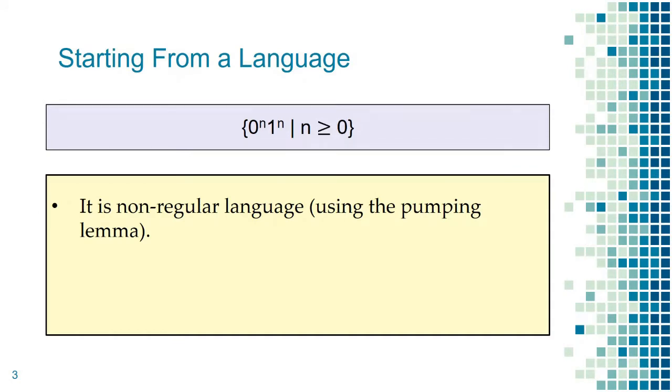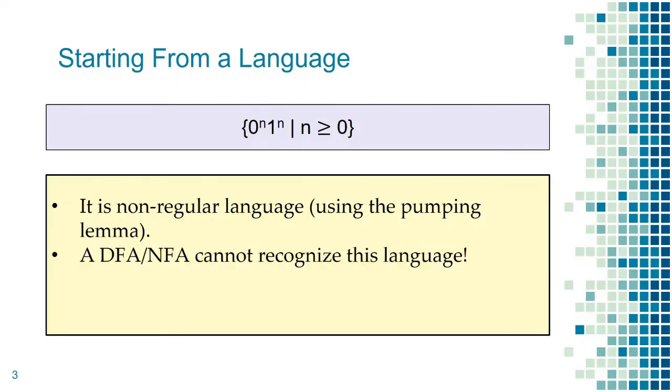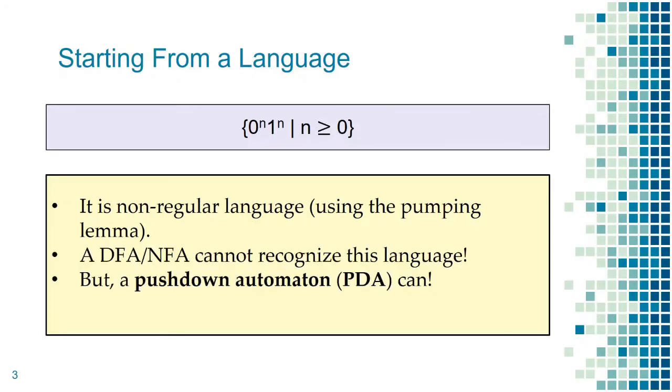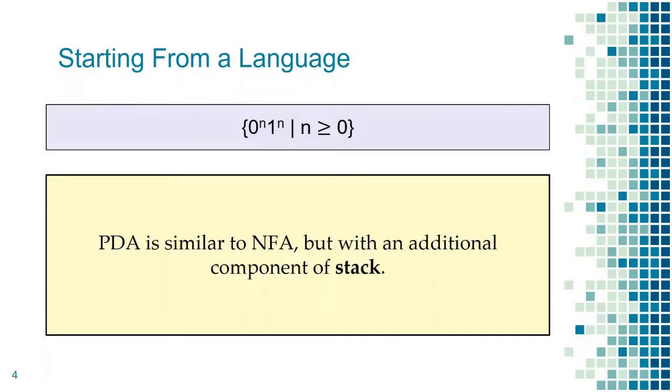I think we actually did this one last week either in tutorial or in class. We used the pumping lemma to prove that this is a non-regular language, and therefore DFA and NFA can't recognize it. But these pushdown automata will be able to recognize it. They'll look very similar to an NFA, but they'll have some slightly more complex transitions.